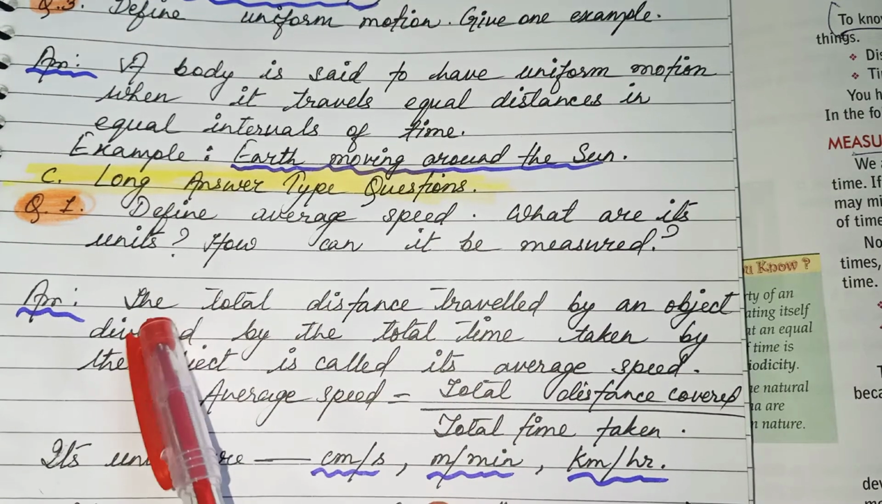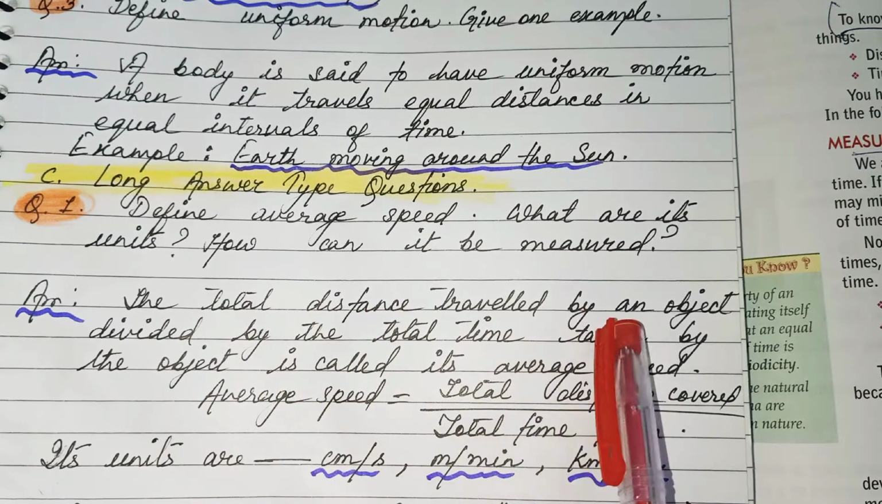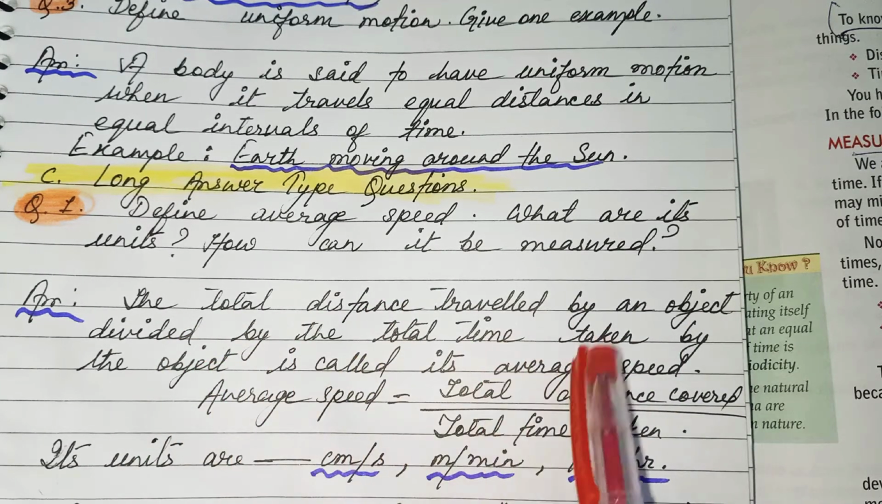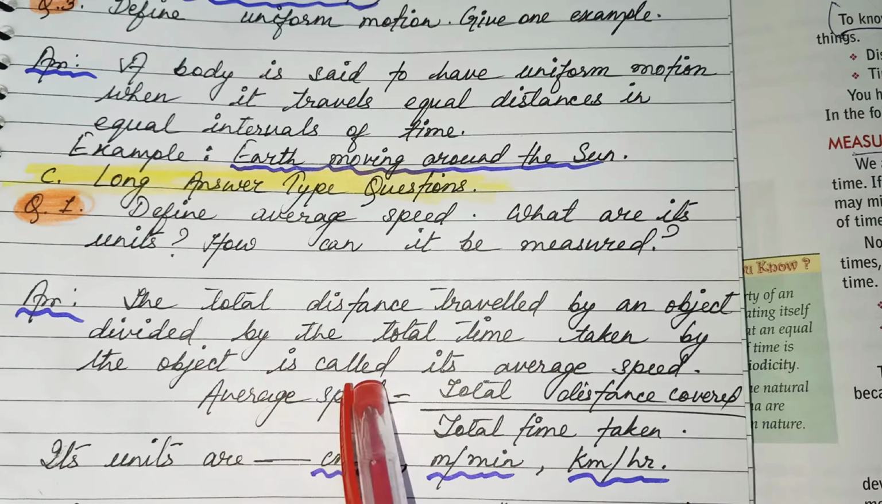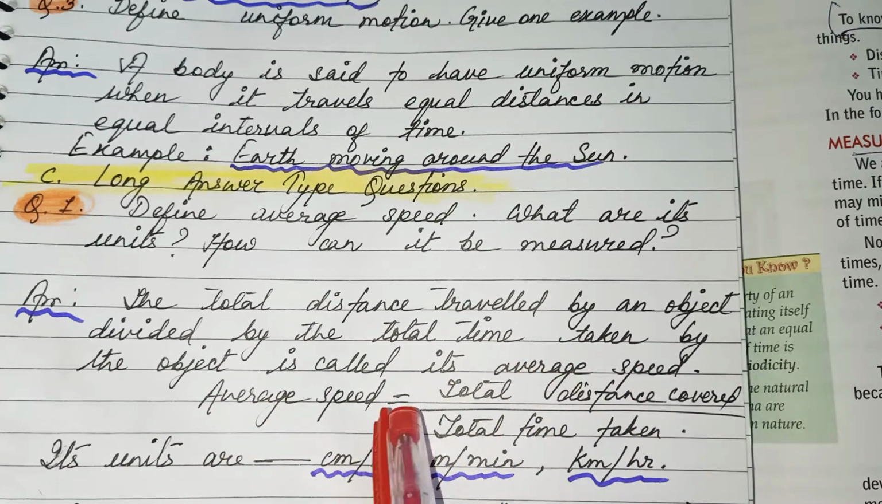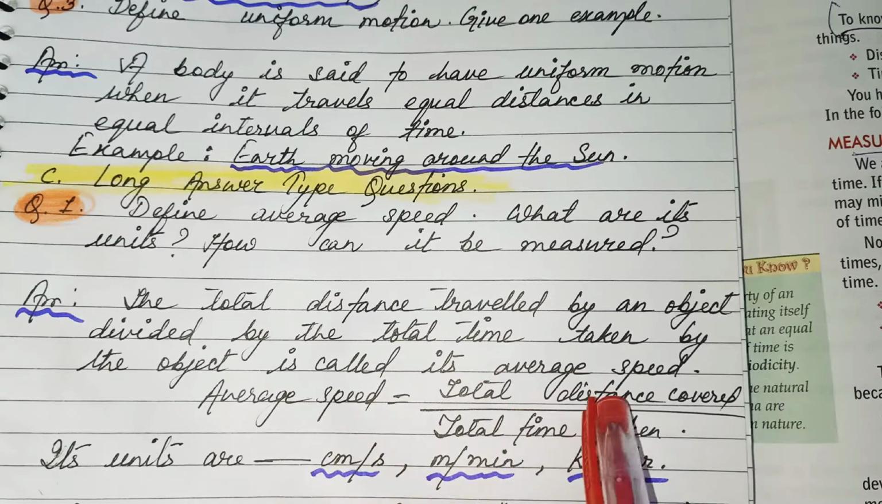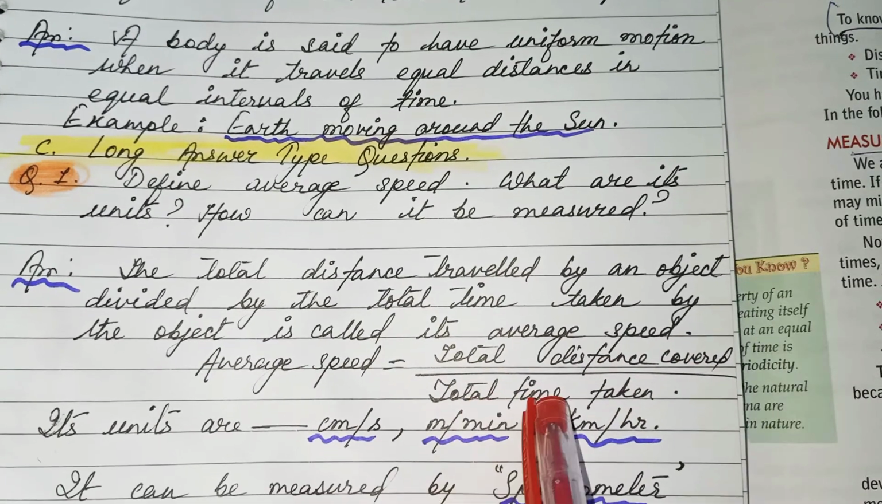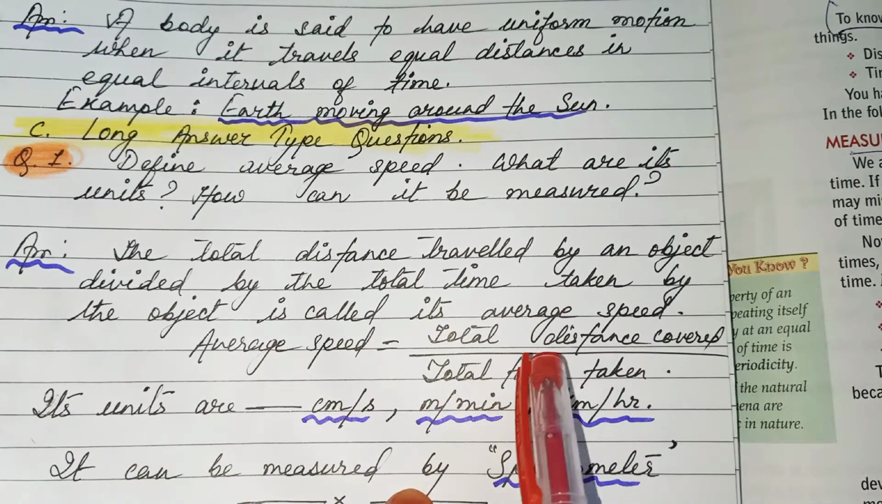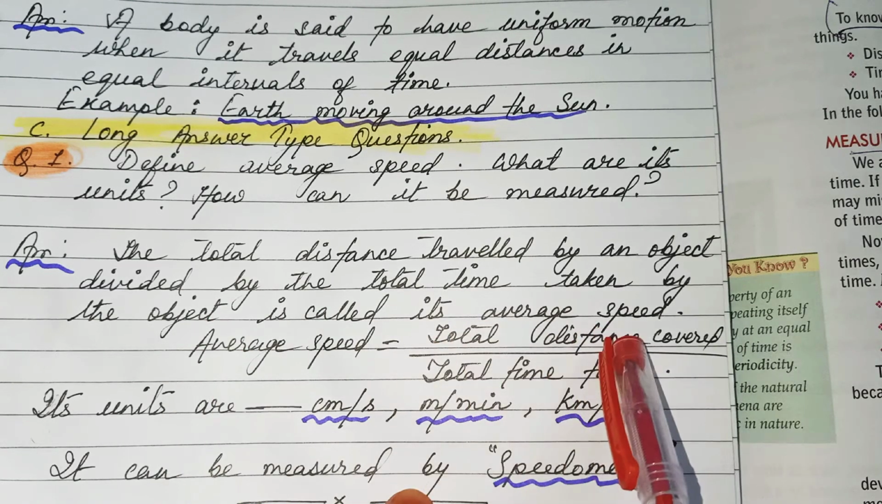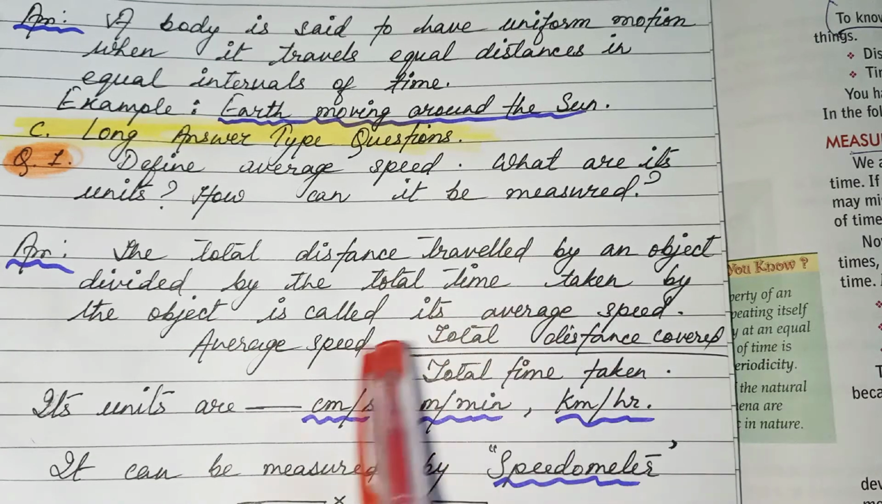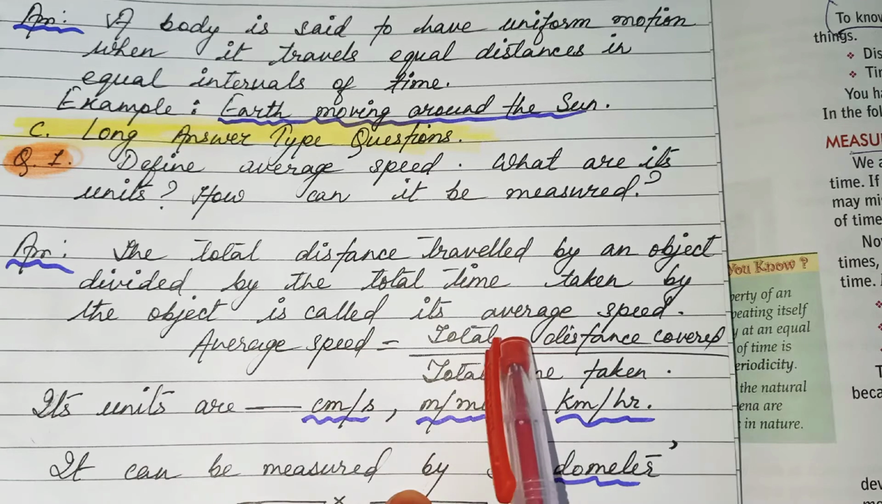So here the answer is: the total distance traveled by an object divided by the total time taken by the object is called its average speed. You can write it this way: average speed is equal to total distance covered divided by total time taken. So from this formula you can also write the units.